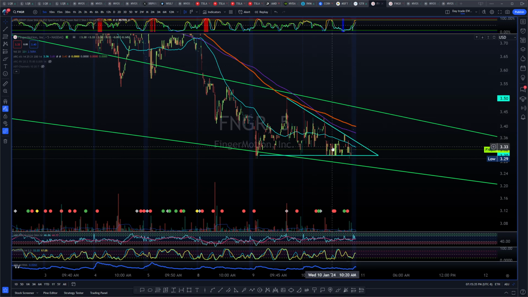But I will say that the upside on this could be very limited because we have two primary moving averages and some key resistances along the way. For example, here, $3.41 is a key resistance, right? That is also the low from Monday, January 8th. That's 3.41 right down here, and also right there, right? So we have a significant resistance to get over.